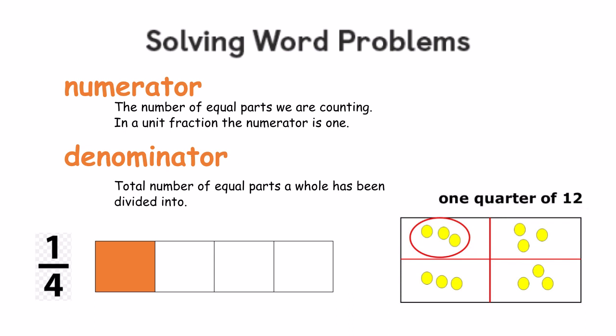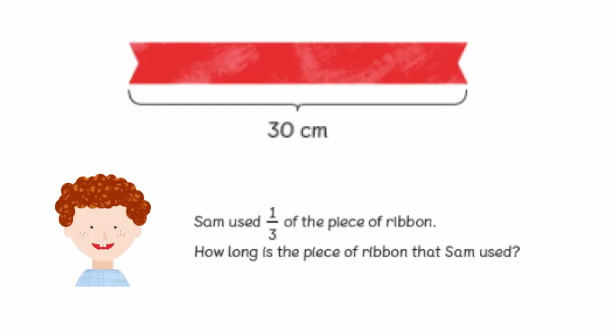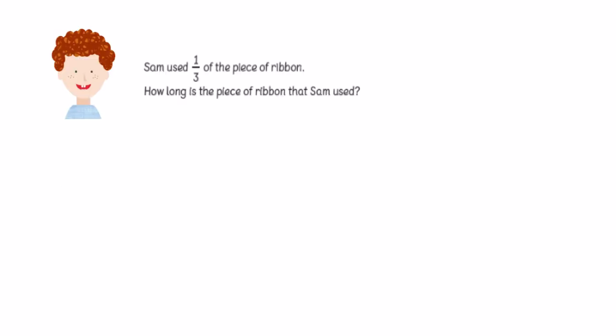We're going to be using all of this knowledge today to help us solve word problems. So let's get started. On the screen is a piece of ribbon. Can you read how long the piece of ribbon is? Correct, the piece of ribbon is 30 centimetres long. Sam used 1/3 of the piece of ribbon. We need to work out how long is the piece of ribbon that Sam used. Let's have a look together.